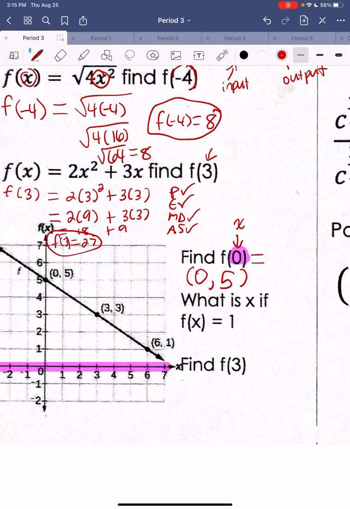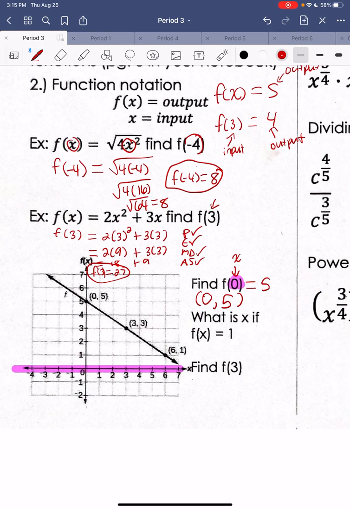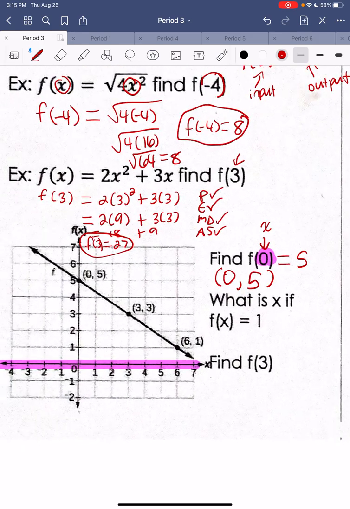So that means our answer for f of 0 is 5. The next one, they're telling me that my y value, my f of x, is equal to 1, and they want me to figure out what x is. So to do that, we have to remember f of x is this part. It's even labeled for us. And they're telling us the number is 1. So I'm going to slide over to my function. When y is 1, when f of x is 1, x is 6.